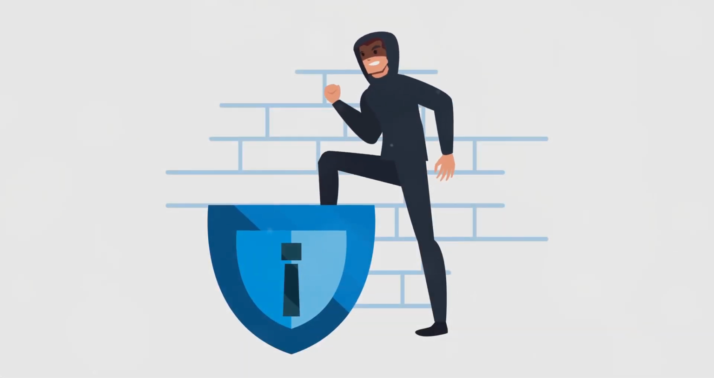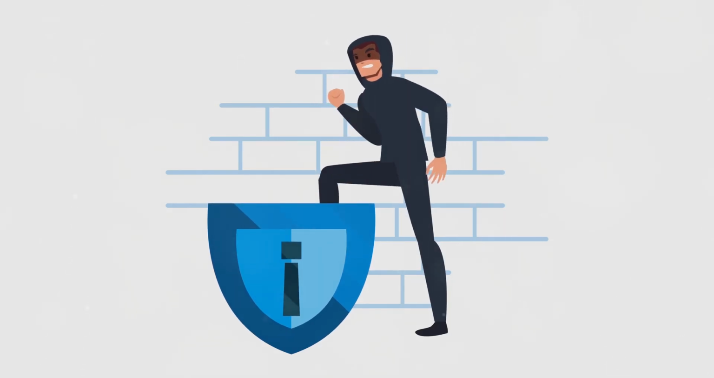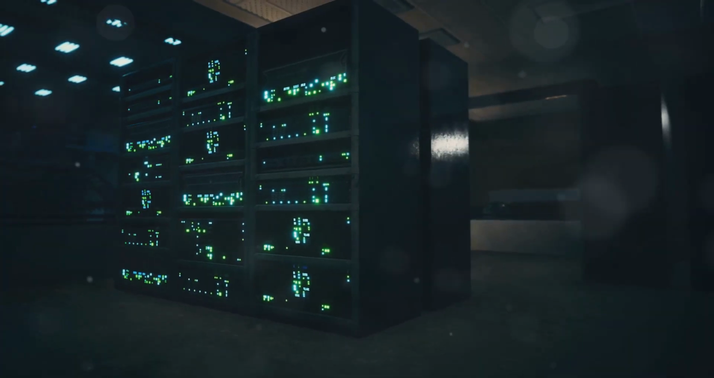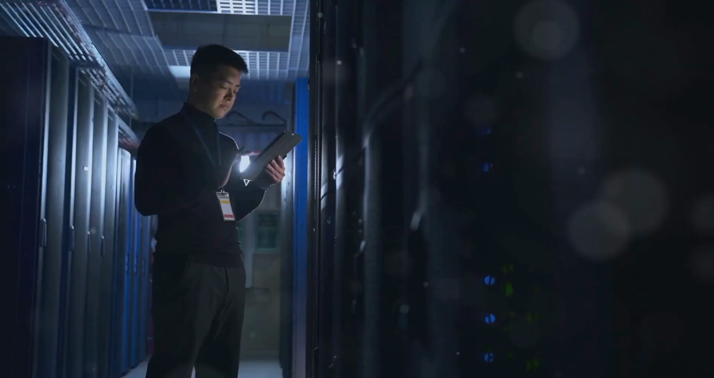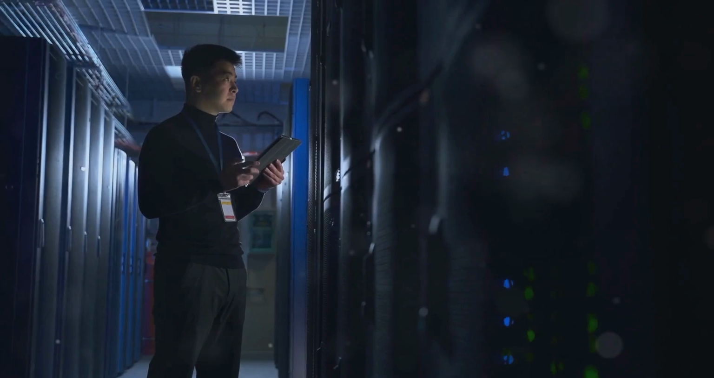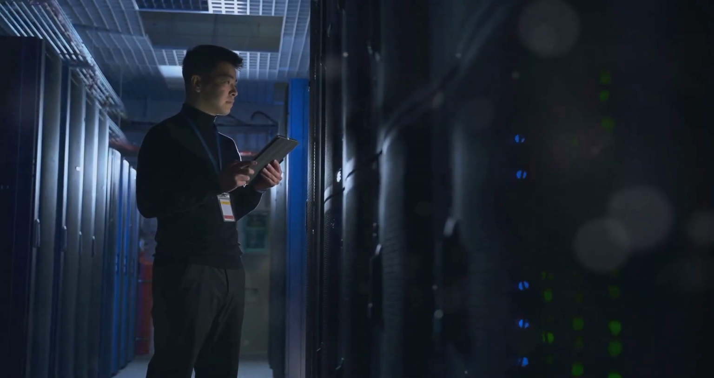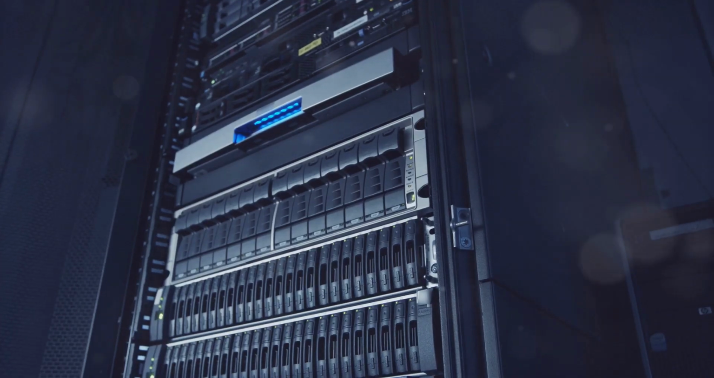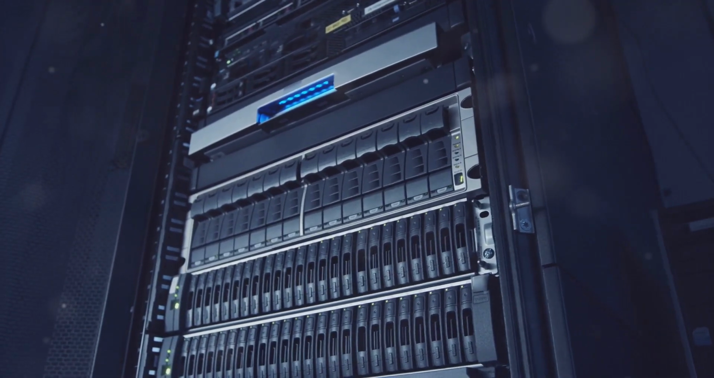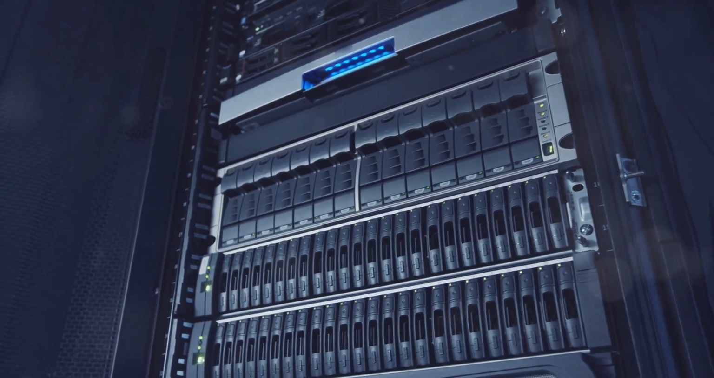Traditional cybersecurity, focused on building impenetrable fortresses, is no longer sufficient. The evolving threat landscape demands a paradigm shift towards resilient IT infrastructure. Resilience goes beyond preventing attacks. It's about withstanding and recovering quickly from inevitable breaches. It's about designing systems that can absorb shocks, adapt to changing threats, and ensure continuity of operations.